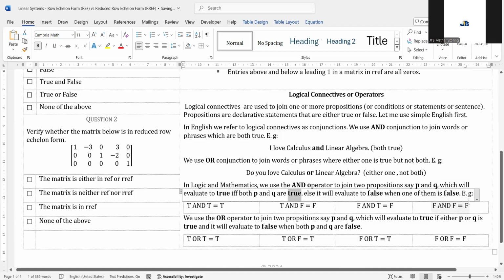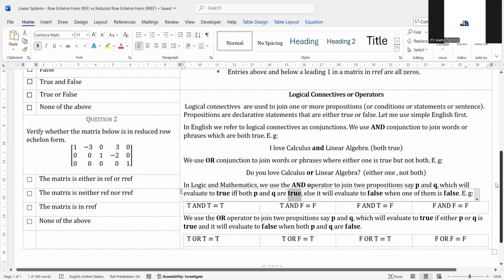Then we use the OR operator to join two propositions, say P and Q, which will evaluate to true if either one of them, either P or Q, is true, and it will evaluate to false when both of them are false. So if P is true or Q is false, it's still going to evaluate to true, because true or false is true. And when both P and Q are false, that's the only time it's going to evaluate to false. Beautiful.